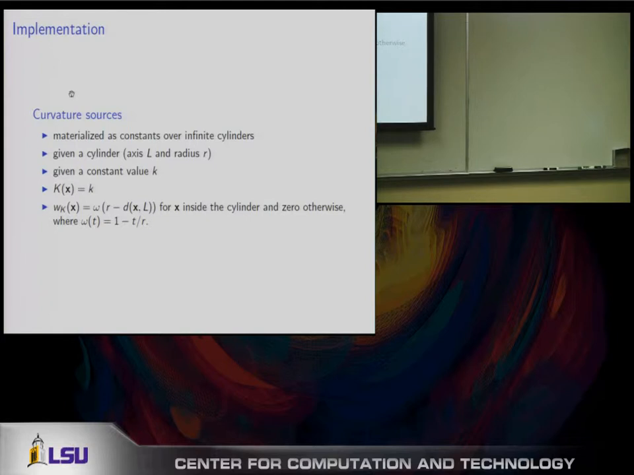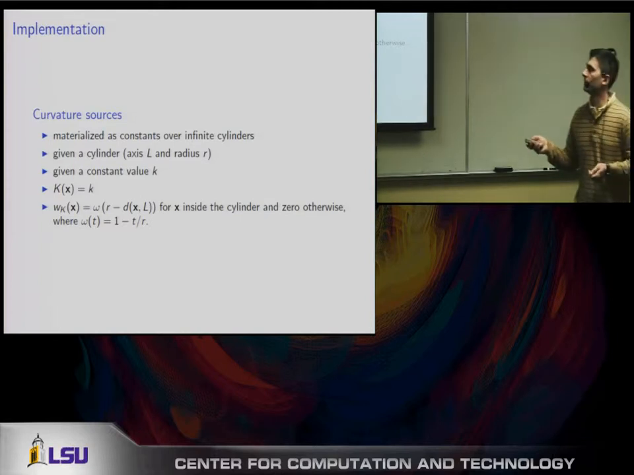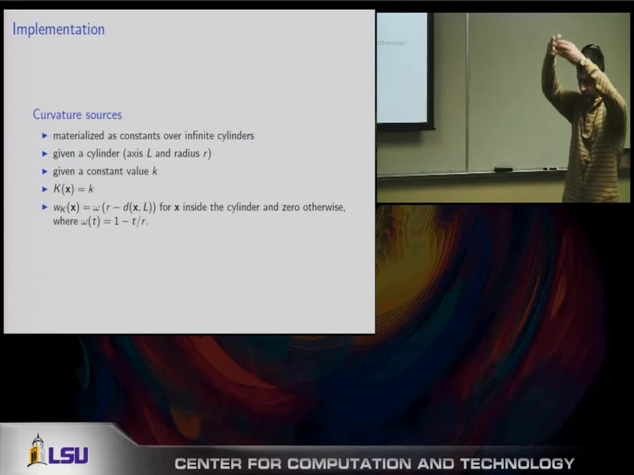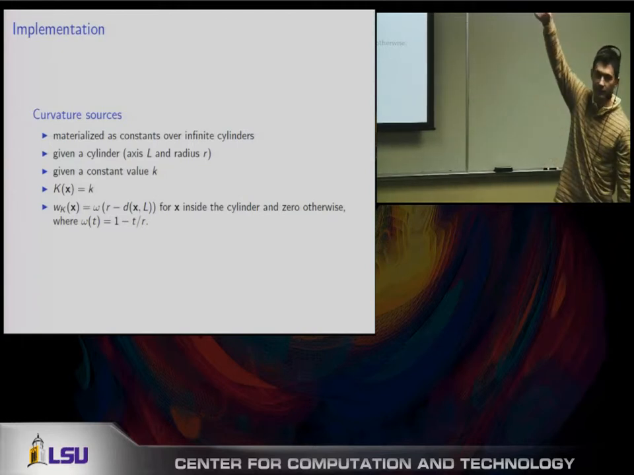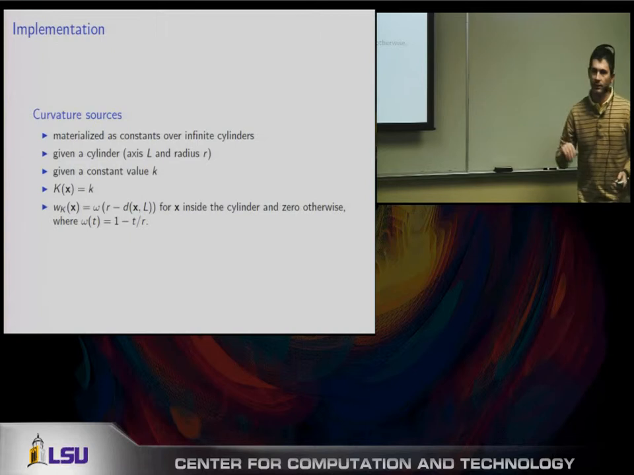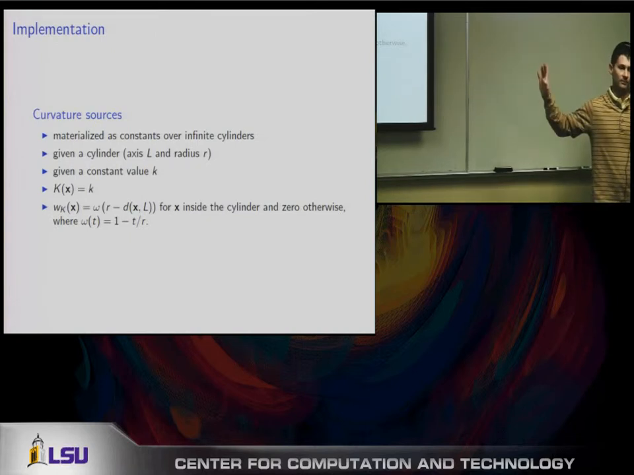And, oh, sorry, I lied before. There was one more slide before the pictures: how to implement the curvature sources. Something that I forgot to say. The curvature sources are materialized as infinite cylinders. So I say, in this cylinder, this region of space, I want the curvature to be 2. In this other cylinder here, I want it to be negative 1. This is optional. You could do it.